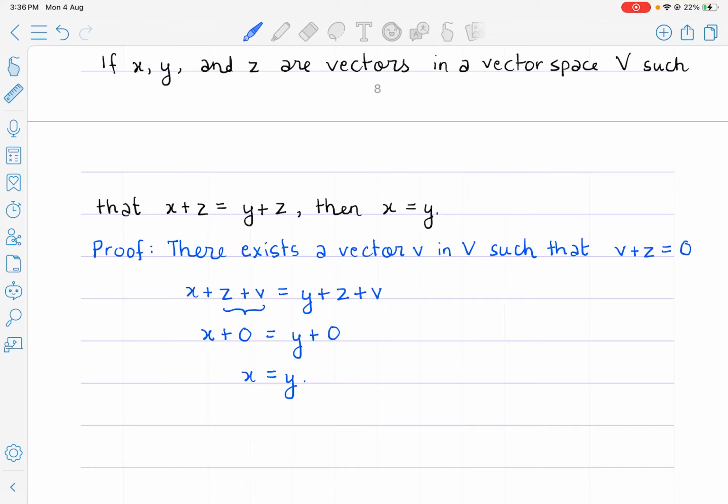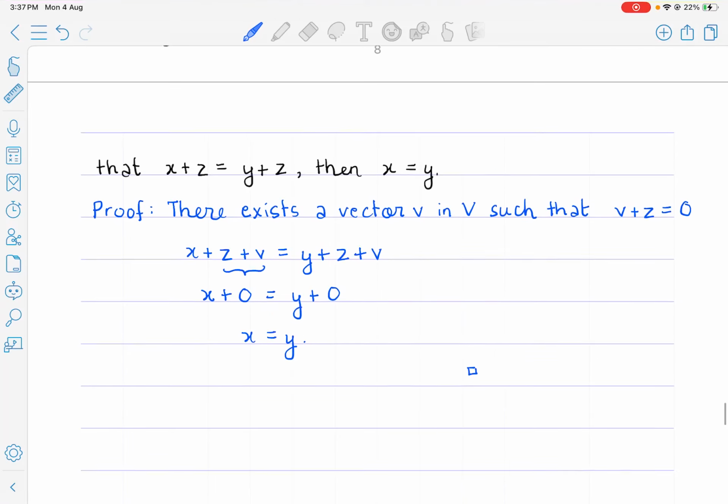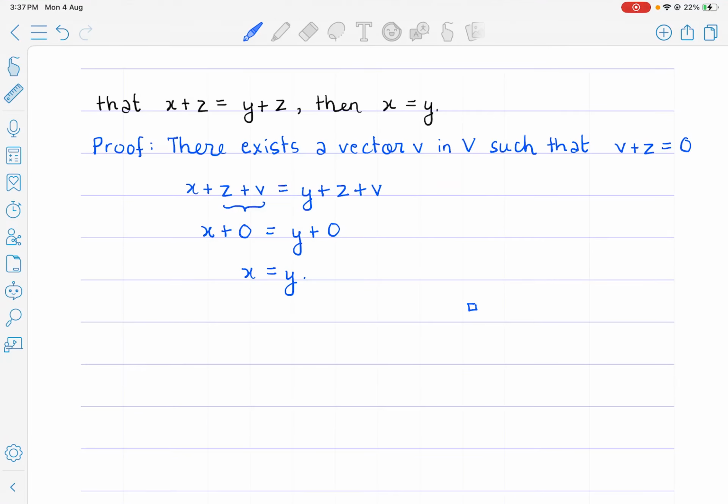So this does the job, because x plus 0 is x and y plus 0 is y. This is the property of the additive identity. This v exists because the additive inverse exists in a vector space. All of this was discussed in lecture 1. You can refer to lecture 1 for the definition of a vector space.